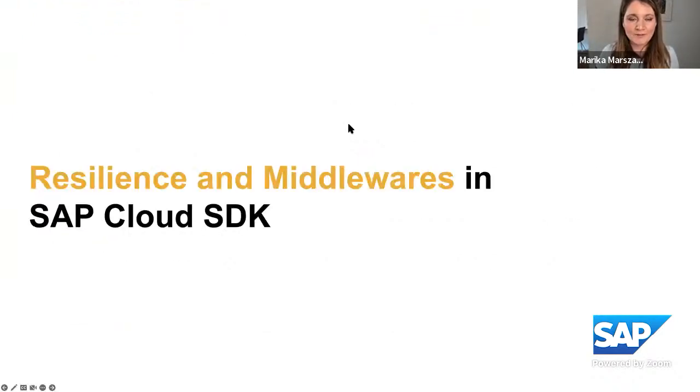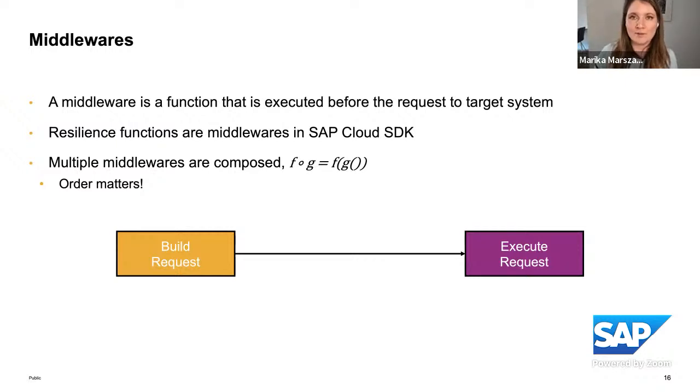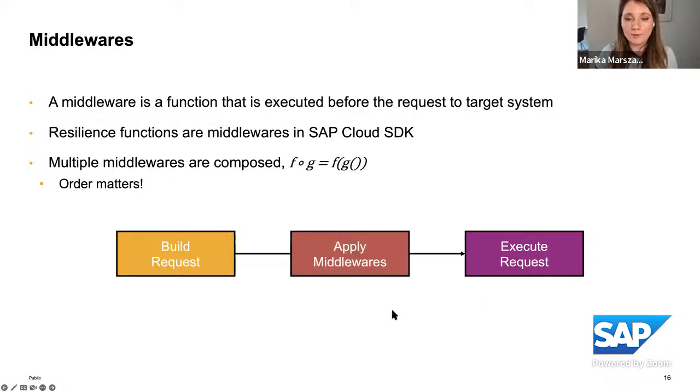So let's talk about resilience and middlewares. In the SAP Cloud SDK for JavaScript, we introduced a new concept of middlewares, and you will need to understand middlewares to understand how resilience works. I mean, in the end, you probably don't need to understand it, but it totally makes sense if you understand it so that you know what you're doing if you're using it. A middleware in general is a function that is executed before the request to a target system is executed. In this image below, you basically build the request, and in the end, you would normally execute the request. That's what we just saw. And now you have middleware. Those middlewares are applied on the request, and then it's executed.